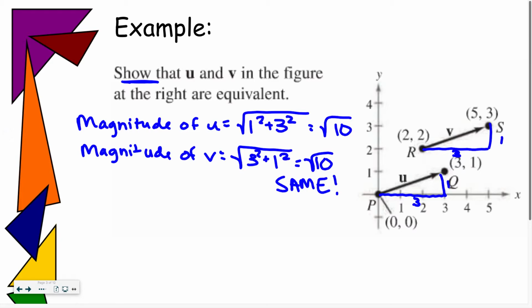Now, if you calculated the full distance formula, you'd get the same answer, right? The difference of the y's and the difference of the x's would be 3 and 1. Okay, so we've proven that they have the same magnitude. How could you show that they have the same direction? Dylan?